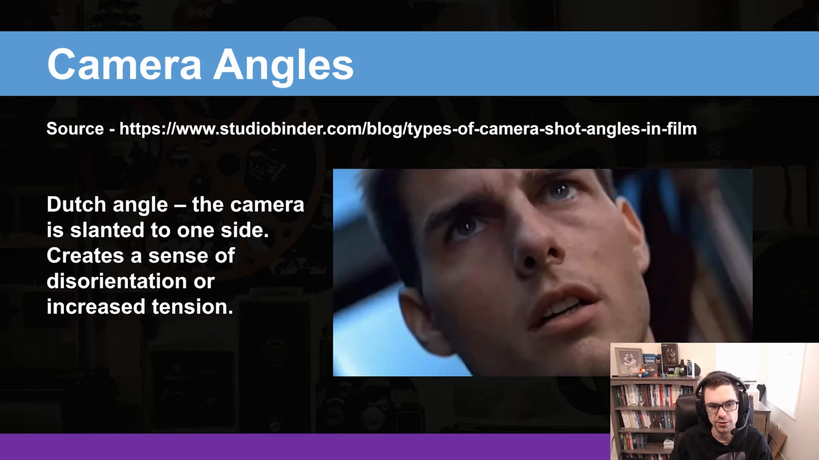Then we have the Dutch angle. The camera is slanted to one side, and this creates a sense of disorientation or increased tension. And so we have Tom Cruise's face. Whenever you hit someone's face a little bit cockeyed, it's almost like sometimes if a character has been drugged or something and they are stumbling back and forth, the camera will tilt back and forth with them as they fall into the walls and just bang into things. It's because it's that disorientation that you're trying to create with the different camera angles, and that's known as a Dutch angle.